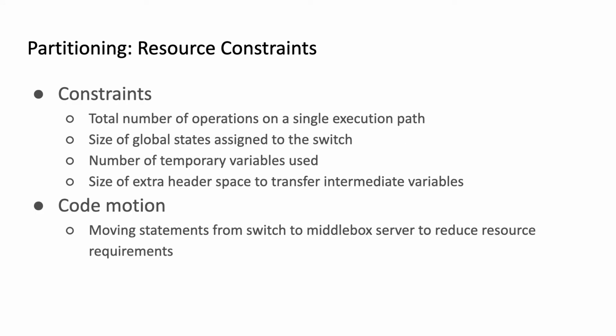Now, we've got an initial partition that considers both the dependency constraints and expressiveness constraints. However, during the process, we did not consider resource constraints. To satisfy all the resource constraints, Gallium will further remove code from both the pre-processing partition and post-processing partition until all the resource constraints are met. During this process, Gallium will consider the following list of resource constraints: the total number of operations on a single execution path, the size of the global states being assigned to the programmable switch, the number of temporary variables being used during the process, and the size of the packet header space required to transfer intermediate results from the programmable switch to the Middlebox server.